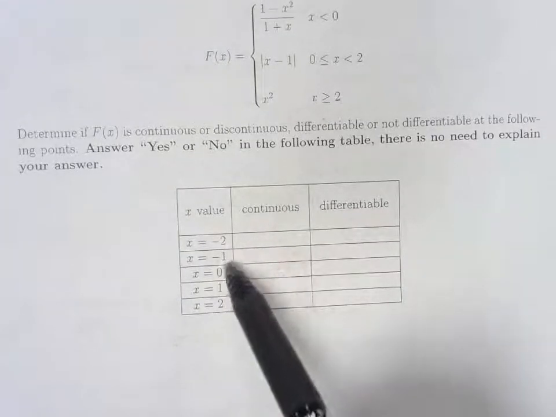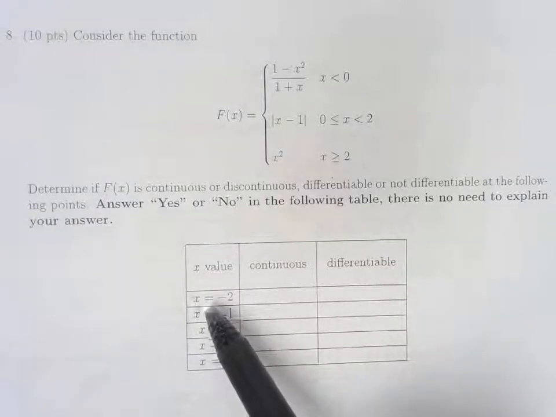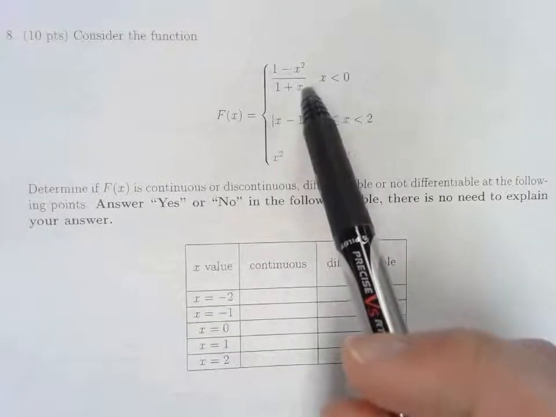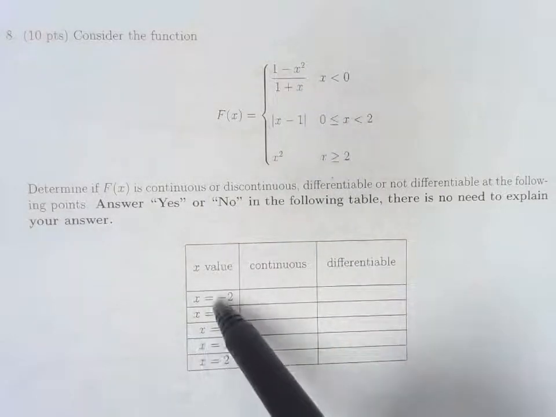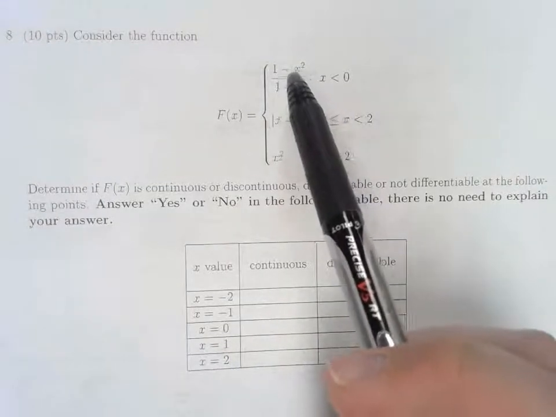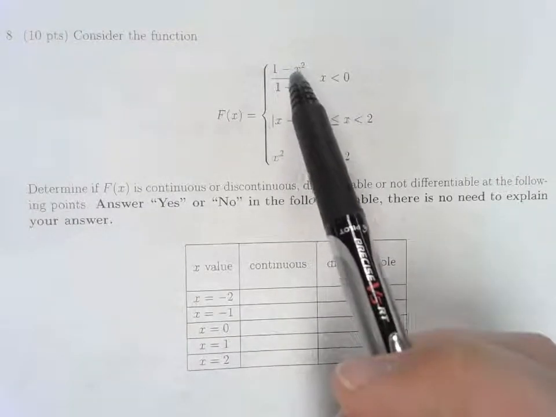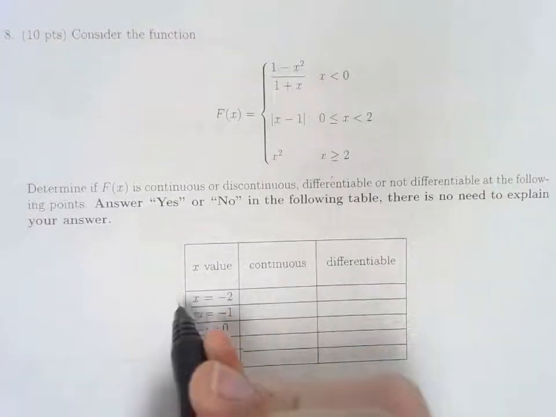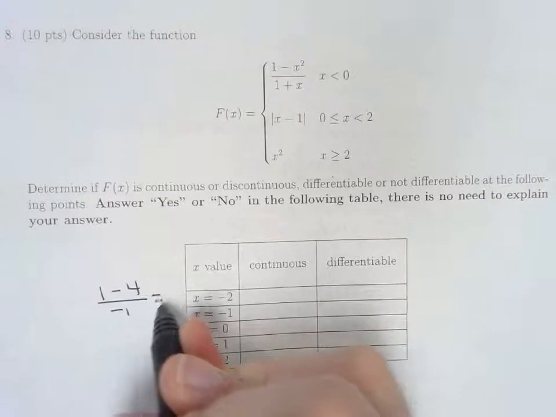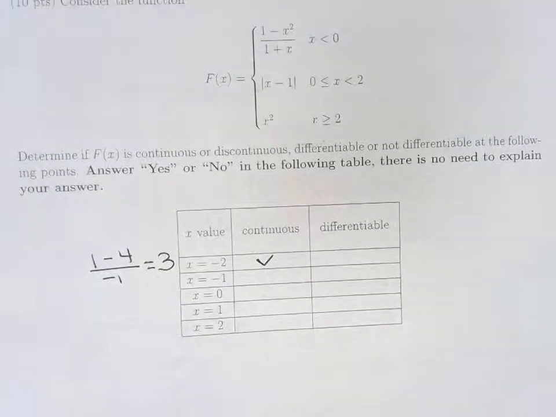So let's look at when I have an x. This is a piecewise function, so you have to look at your x values and decide what piece you're going to use. If my first x value is -2, I'm going to use which part? The top one, x is less than 0. So first, to check if it's continuous, I plug in -2 and see if I get back something where I don't get 0 in the denominator. If I plug it in, I get 1 minus 4 over -1, so I get back 3. So yes, it's continuous, because I get back an actual answer.